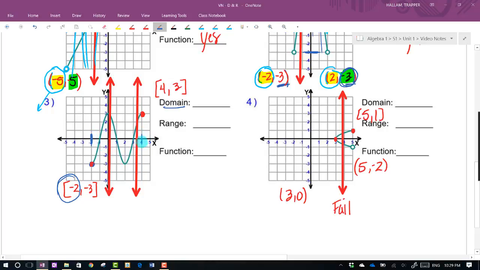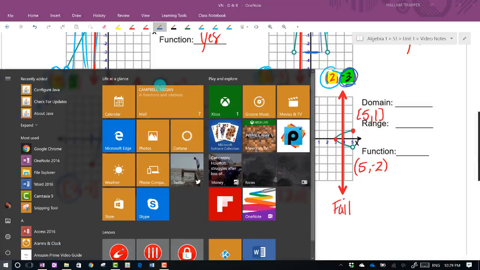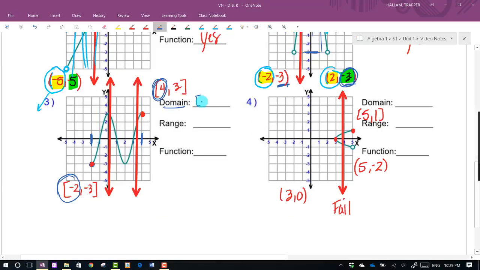the rightmost point we can find on the x-axis, and it happens to be a 4. So our domain is included there as well. So our domain for this one will be from -2 included, square bracket, to 4.